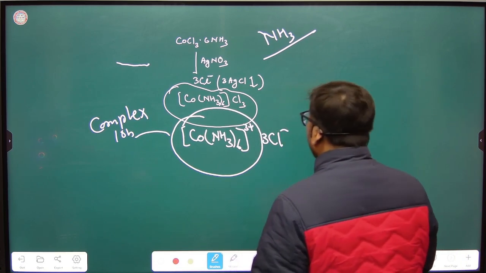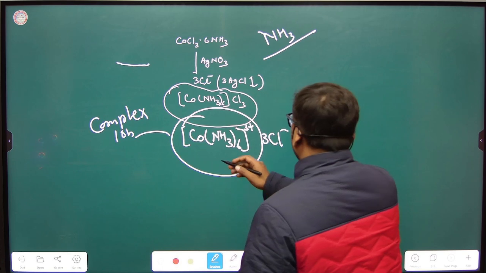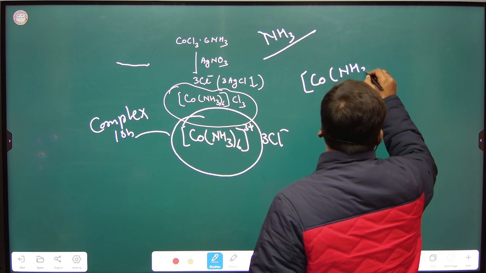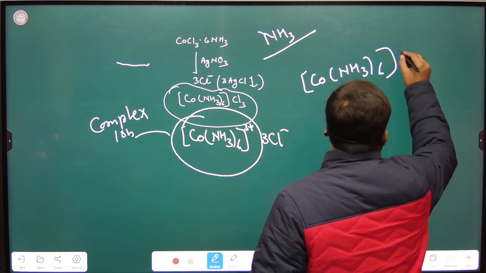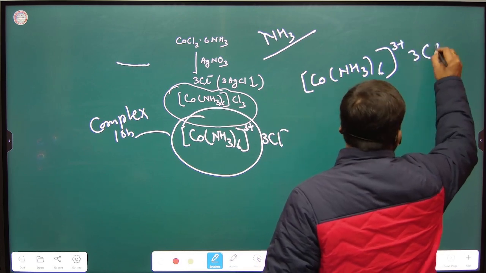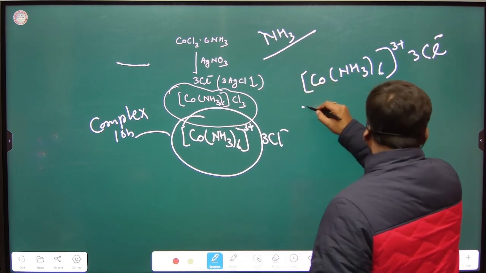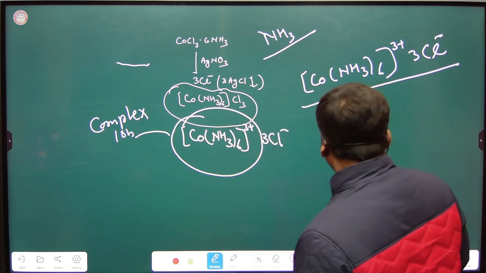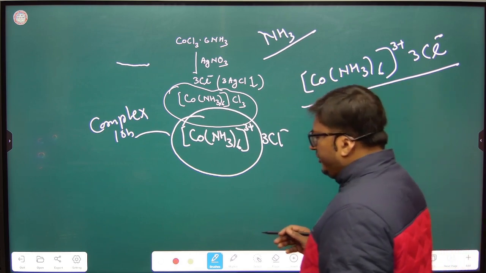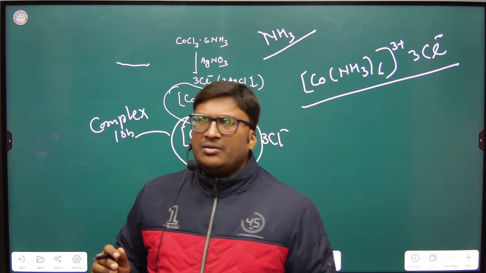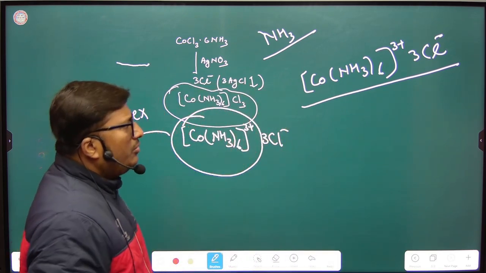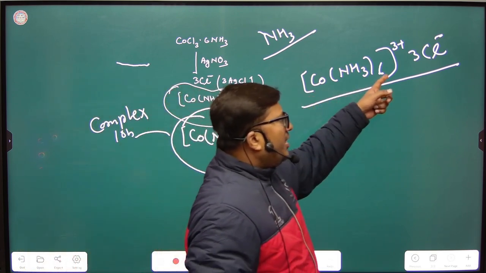So ultimately he got the structure like that: [Co(NH3)6]3+ and 3Cl−. From this structure, this is the complex cation and this is the anion. So this type of coordination compound is an ionic coordination compound. It means this is a cation and this is an anion.